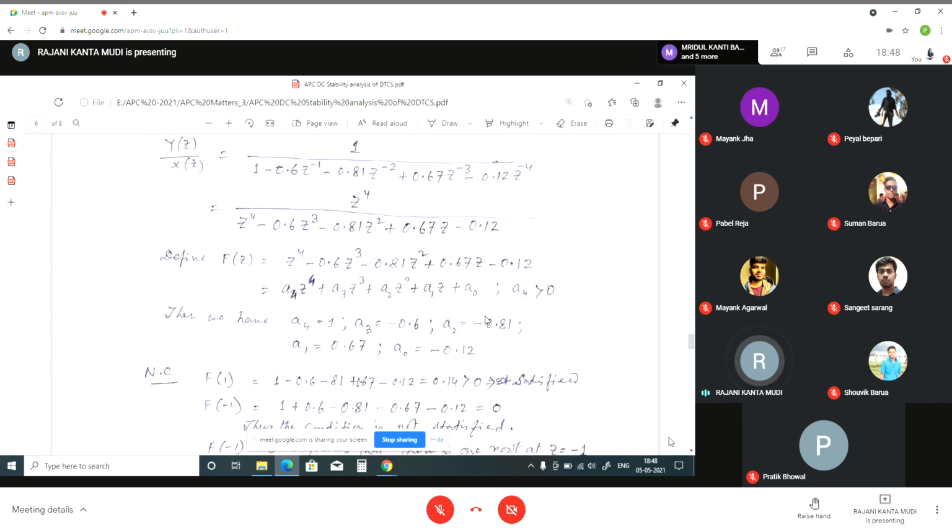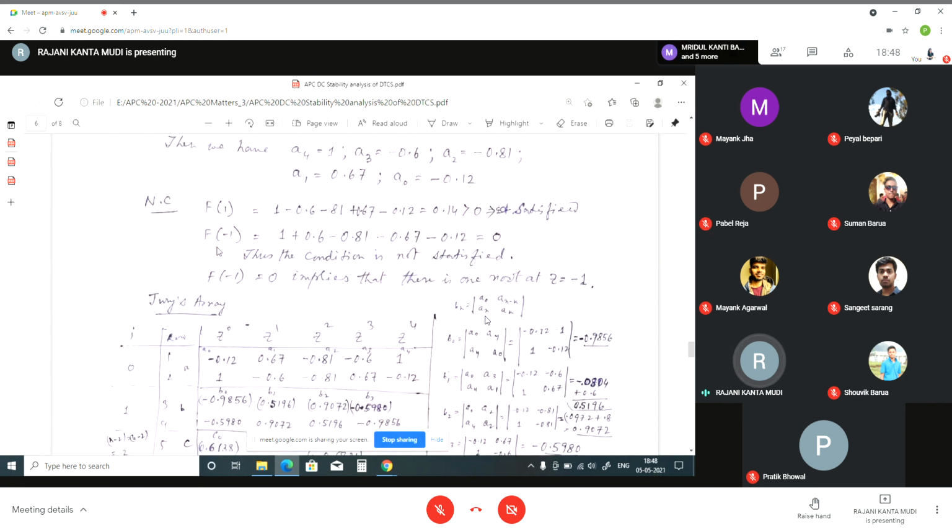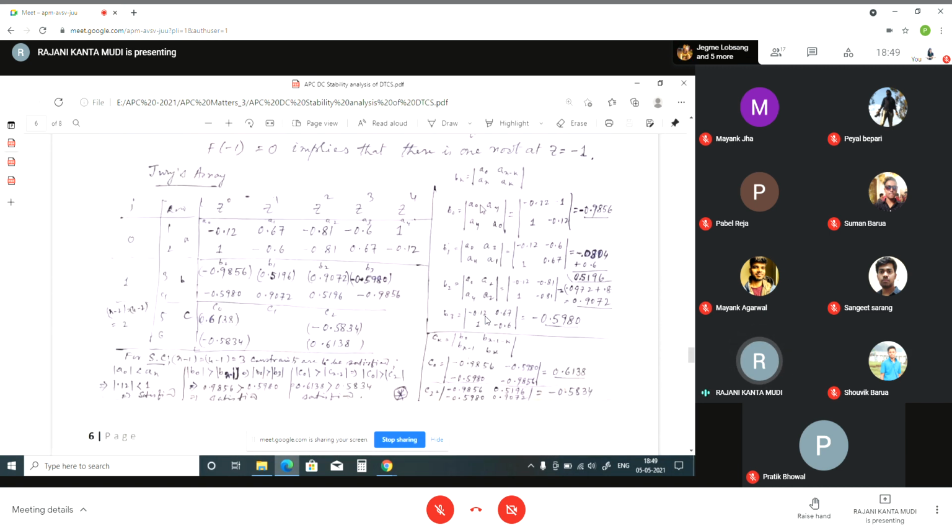So just apply the necessary conditions, f of 1, f of minus 1, like this. The condition is satisfied. Plus f of minus 1 equal to 0. You see that it's 0, which means there is a root on the unit circle. So the system may be critically stable or marginally stable. So you need to further check the Jury's array. By calculating this Jury's array, you can find that one condition will not be satisfied.